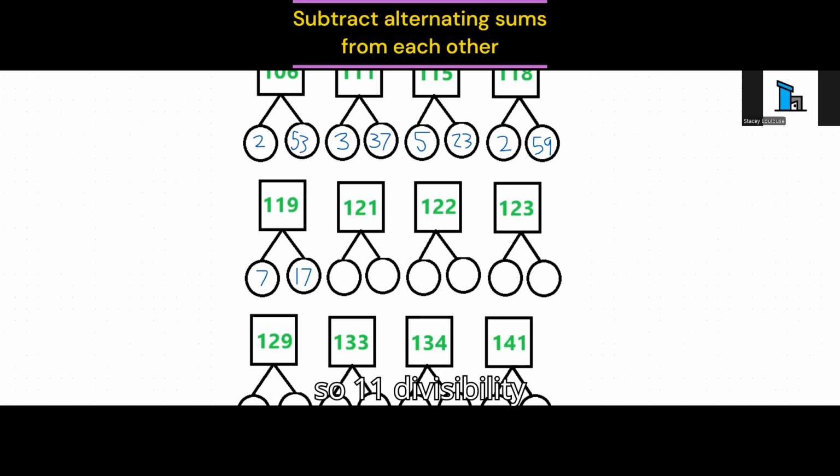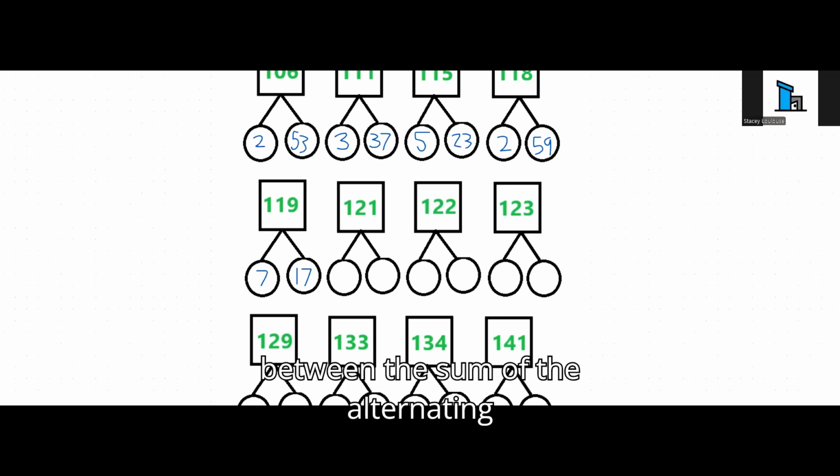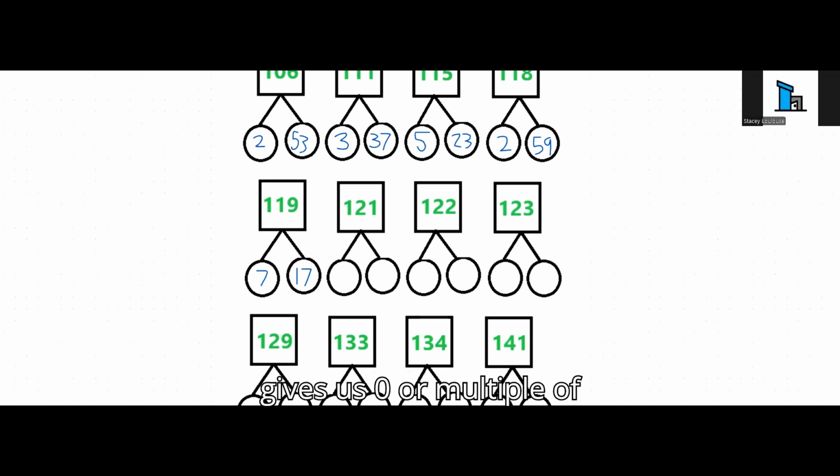Okay. So the 11 divisibility rule says we take the alternating digits and see if the difference between the sums of the alternating digits gives us 0 or a multiple of 11. So 1 plus 1 is 2. 2 minus 2 gives us 0. So yeah, we can do that for 11. And it just so happens that 121 is 11 times 11. So it's actually a perfect square.